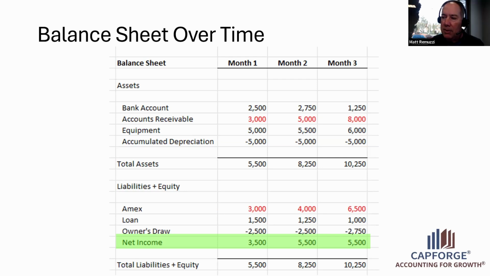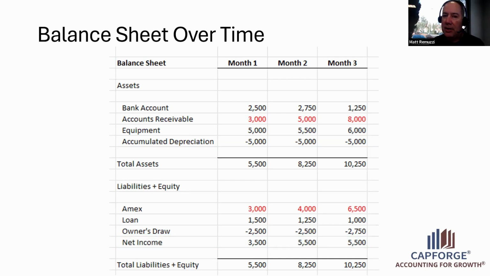Between month two and month three, it made zero profit. How do I know that? Because month two net income and month three are identical. There is no change. So just like the owner's draw only went up $250 from two to three and $0 from month one to month two, net income from month two to month three didn't change. That means from month two to month three, the business didn't have a loss, but it didn't make any additional profit because that number didn't change.